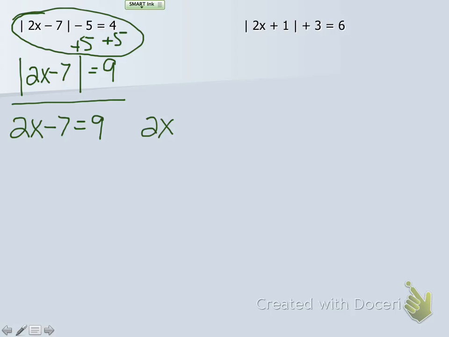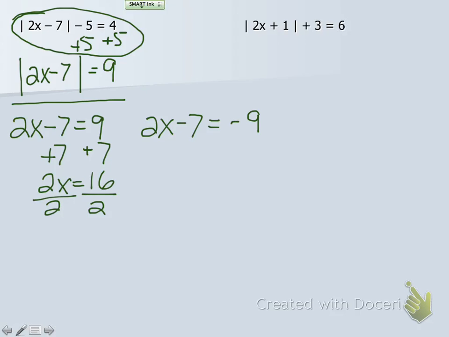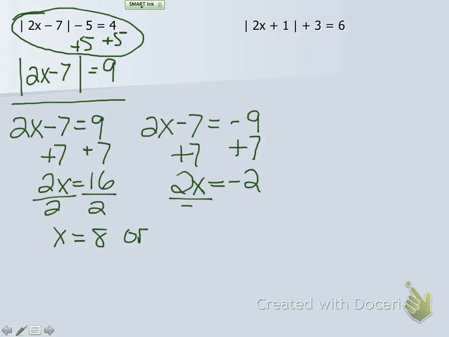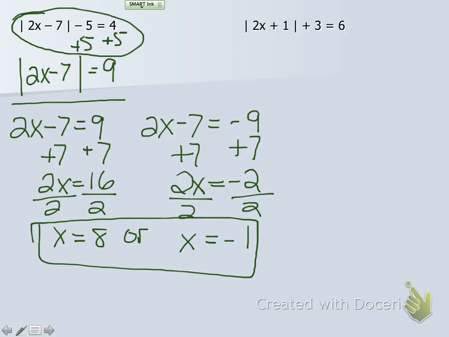So 2x minus 7 equals 9, 2x minus 7 equals negative 9. Those are my two equations. And then I'll solve them by adding 7. So 2x is equal to 16, and divide by 2. So x is equal to 8. Or do the same thing over here. Add 7 and divide by 2. And that's it.